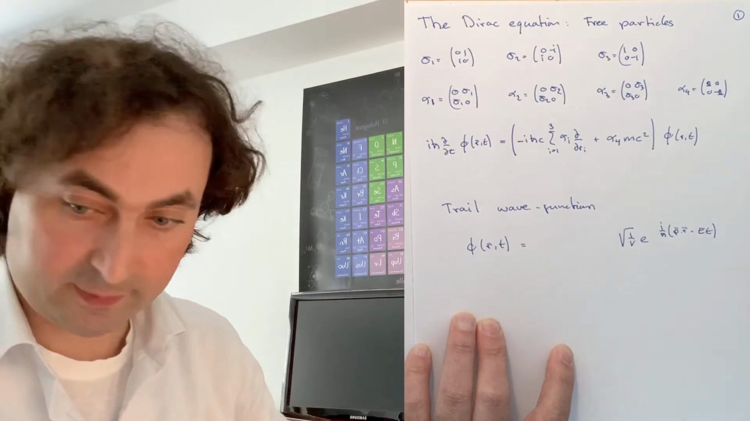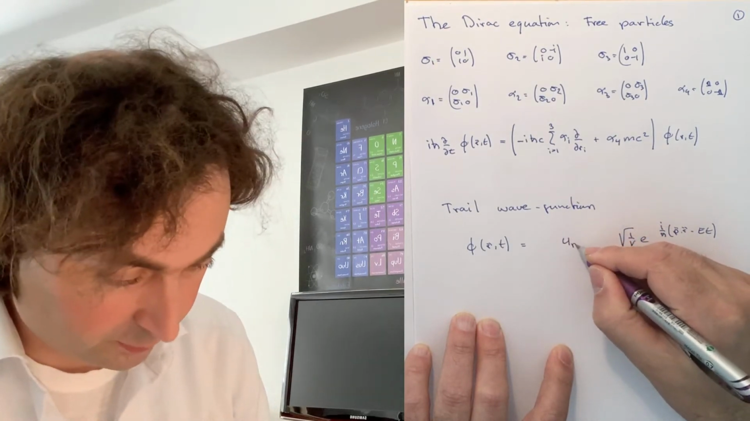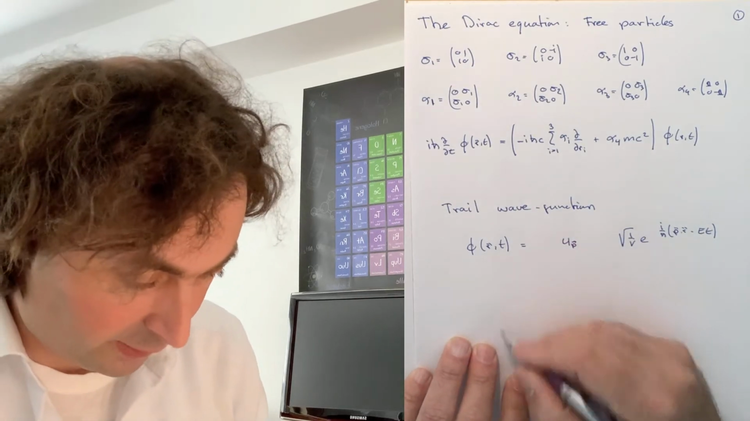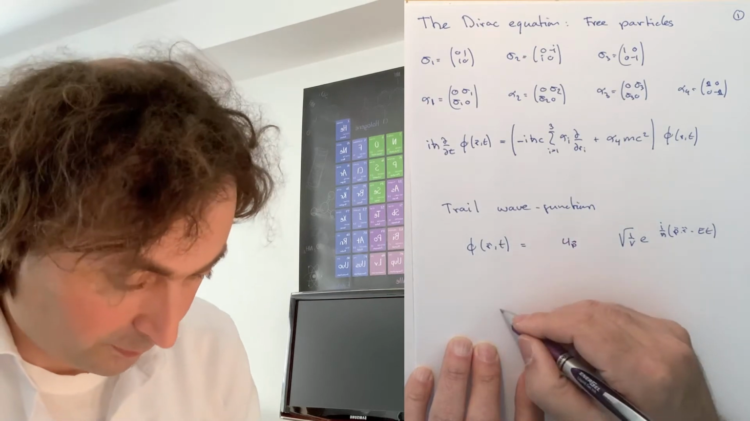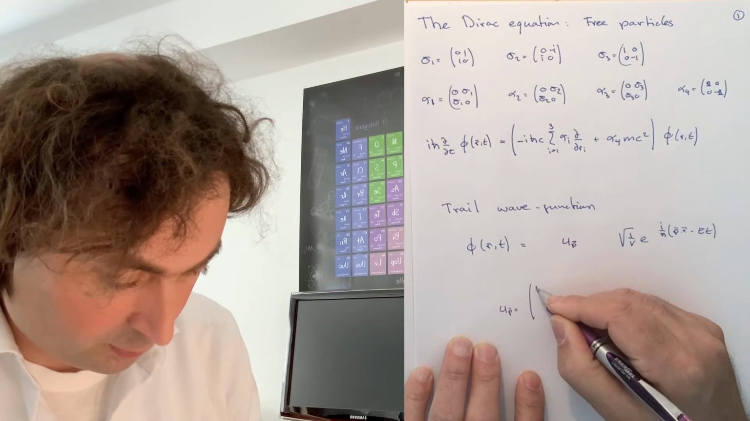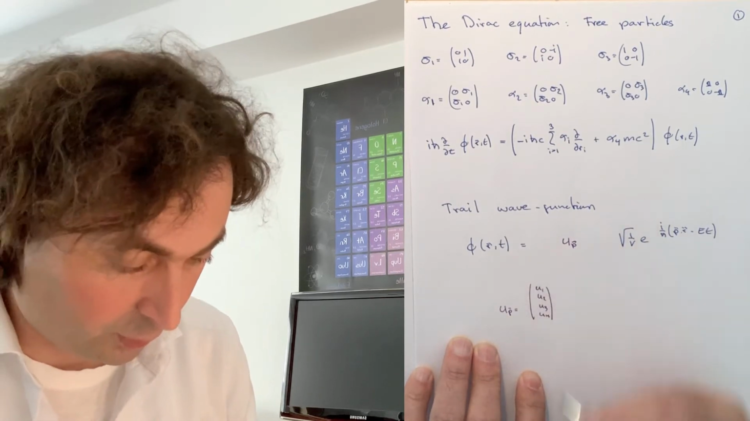And what we will add is that we now have to multiply this by a vector, and that vector is independent of r and t: u1, u2, u3, u4.